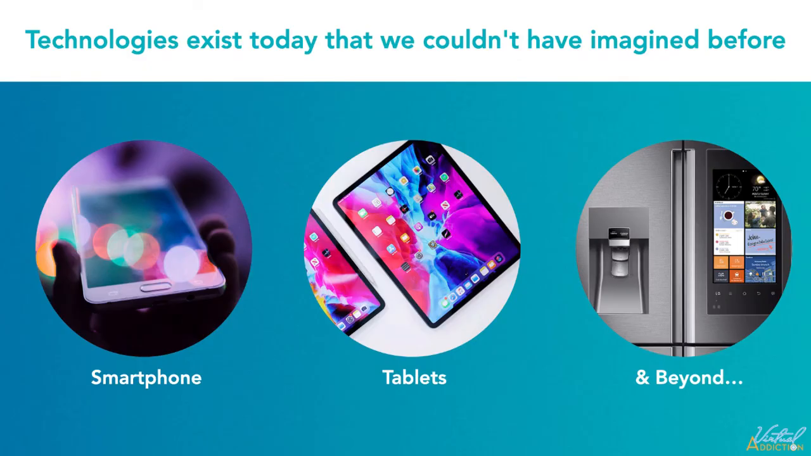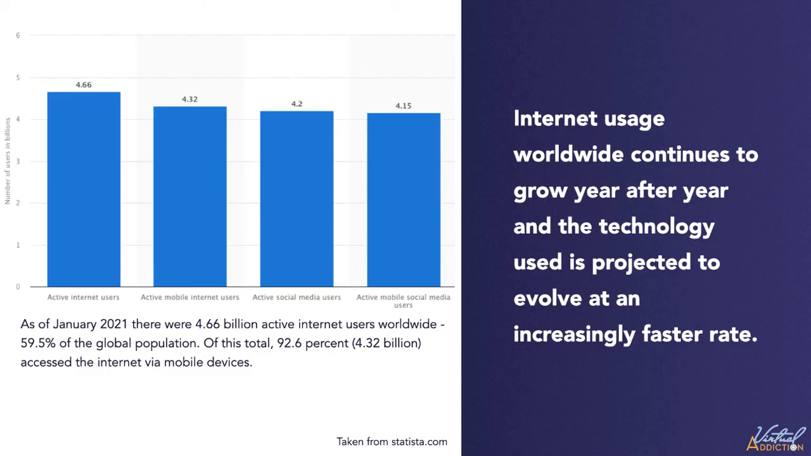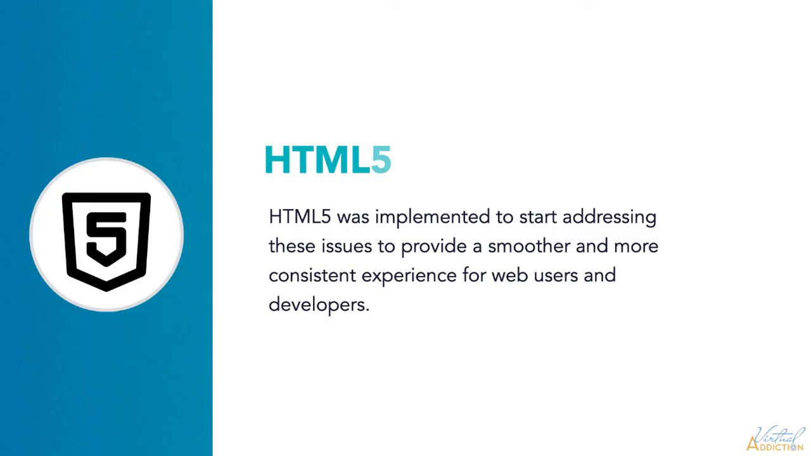The internet is a very different place than it was in the 1990s. 1999 was when the last major update, HTML 4.01, was implemented. Technologies exist today that we couldn't have imagined before the turn of the century. Smartphones, tablets, and other mobile devices have introduced new challenges to engineers and software developers. Increased globalization has made the standardization of internet technology a top priority for everyone with a stake in the world economy. Internet usage worldwide continues to grow year after year, and the technology used is projected to evolve at an increasingly faster rate. Therefore, HTML5 was implemented to start addressing these issues to provide a smoother and more consistent experience for web users and developers.